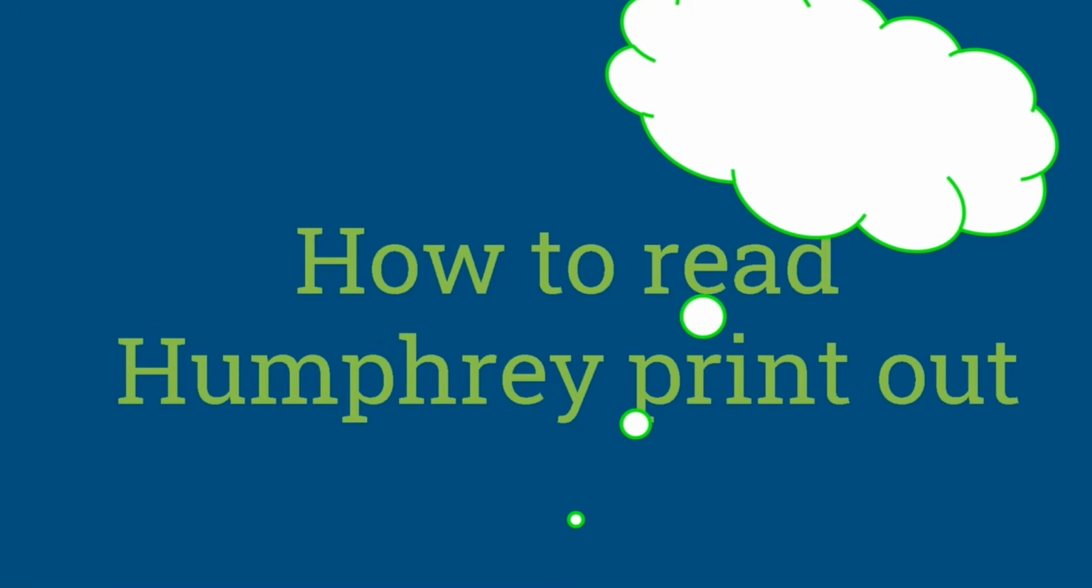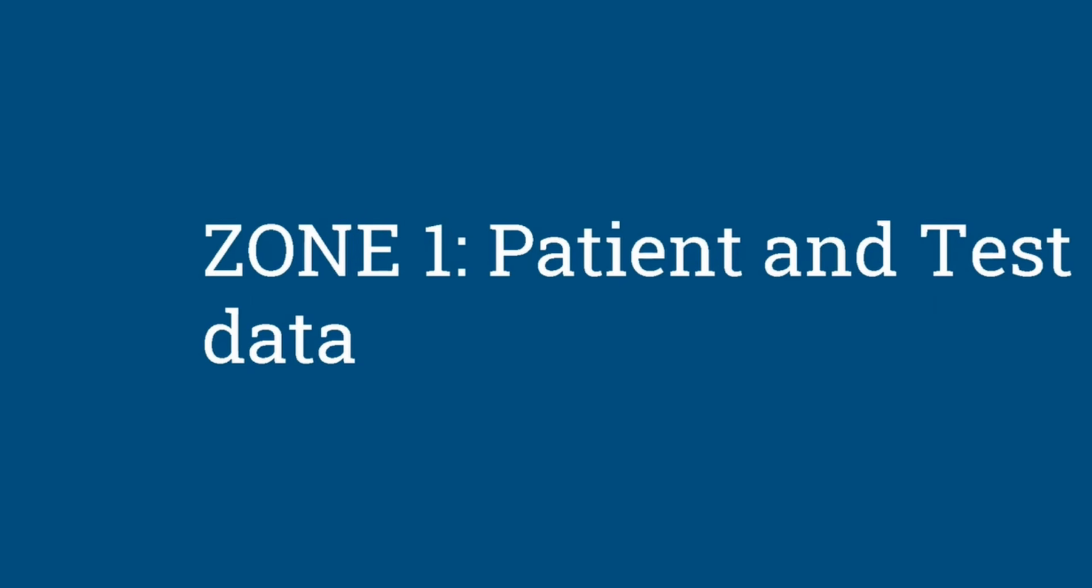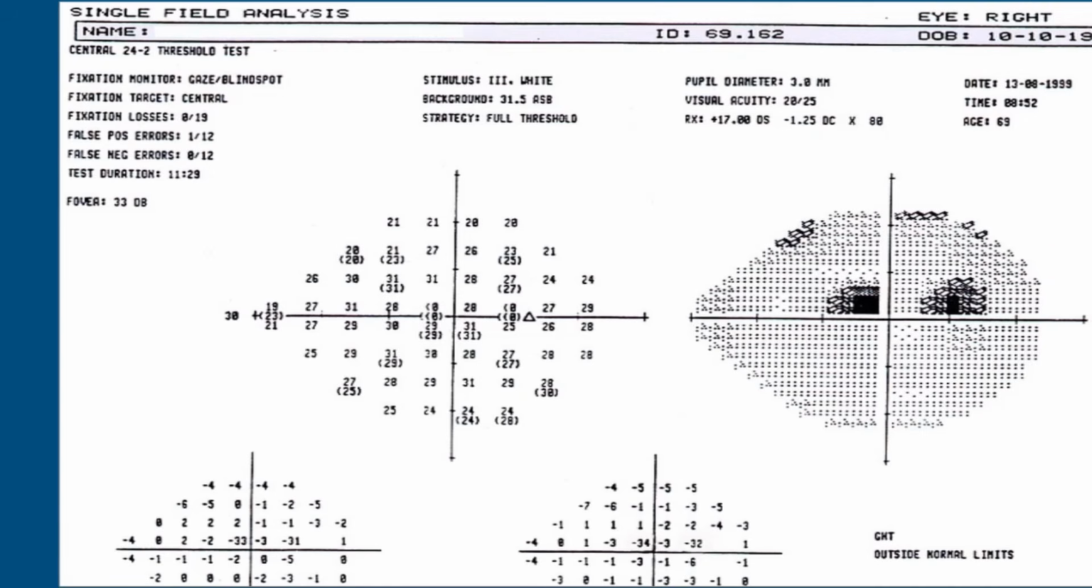How to read a Humphrey visual field printout. As you can see, there are 10 zones in the Humphrey visual field printout. We are going to take one at a time. Zone 1 is patient and test data. The patient data is found on the right top of the visual field.